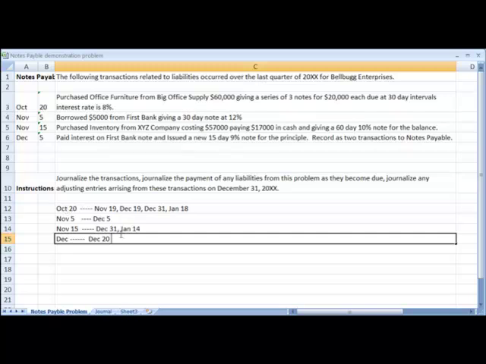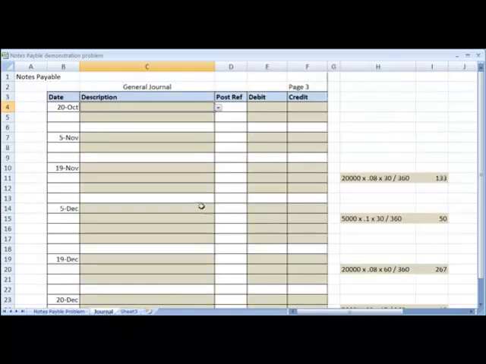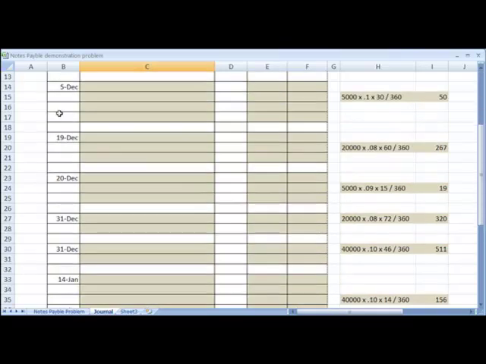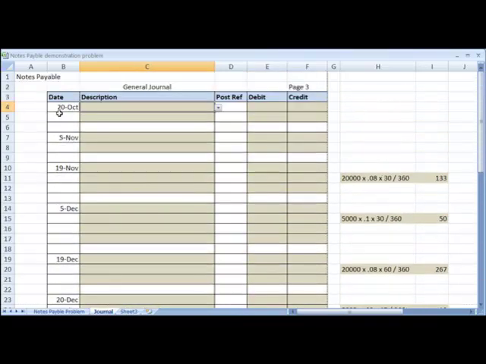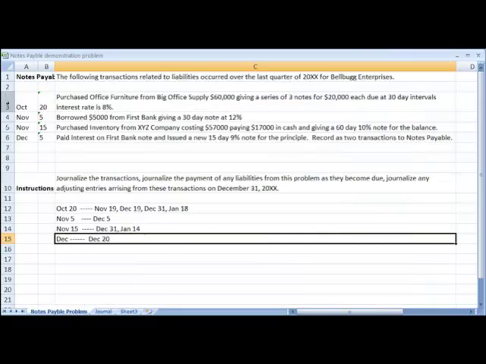So these are the dates we're going to have to record journal entries to deal with these 4 different notes that we're dealing with here. And in the template that I have created here, I've transferred those dates in here so that we don't miss anything, first of all, and second of all, to save a little bit of time here. So let's deal with these one at a time.